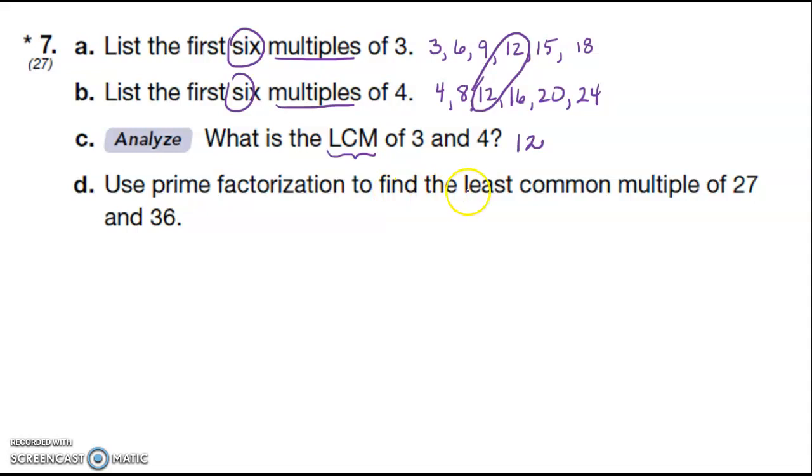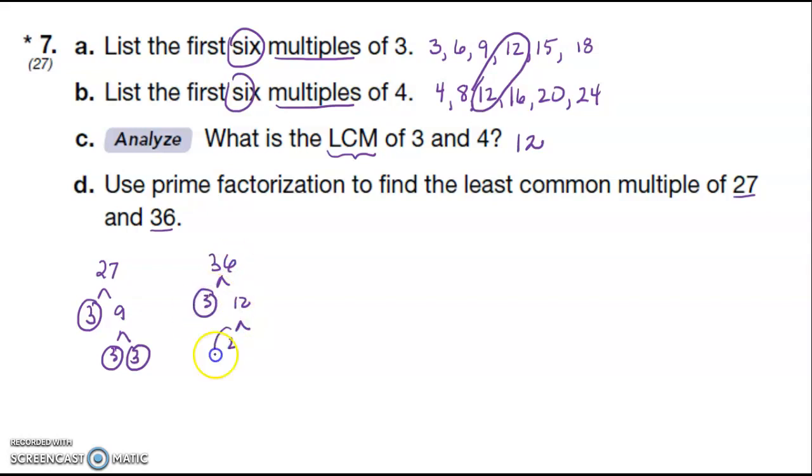And then it says, use prime factorization to find the least common multiple of 27 and 36. So let's go ahead and prime factor both of those numbers. So I have 3 and 9, 3 and 3. I have 36, which is 3 and 12, 2 and 6, 2 and 3.